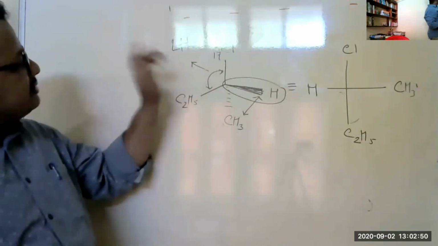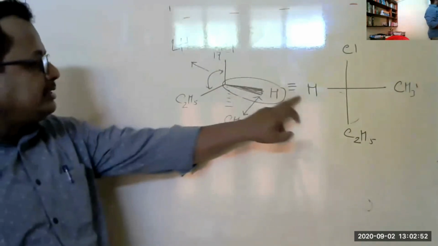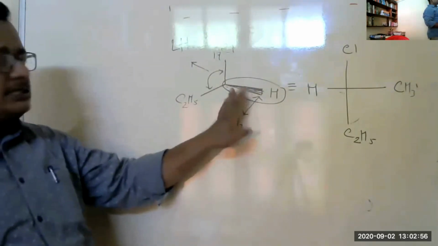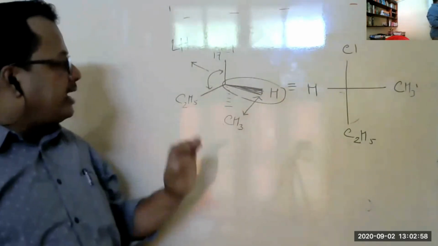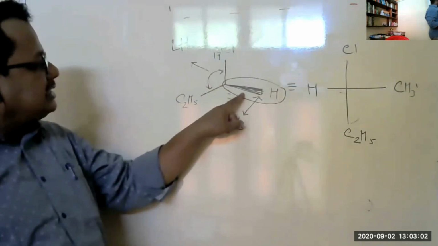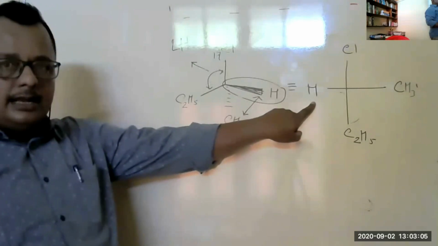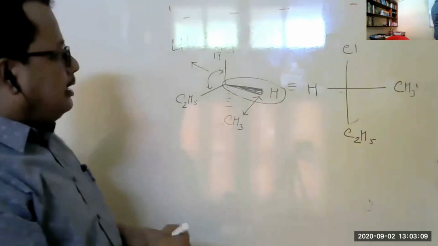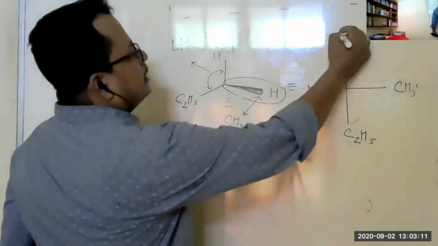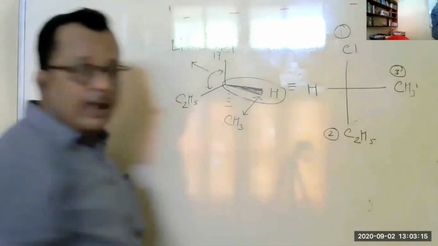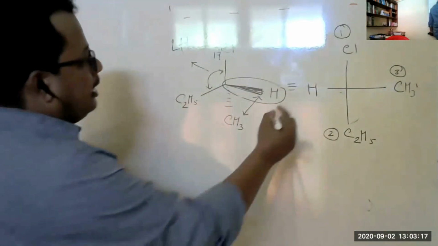If it is to the left, then the group which is in the wedge will be in the left. And if this angle is to the right, then the group which is in the wedge will be to the right. So here this angle is to the left. So hydrogen, which is in the wedge, we write it in the left and CH3 in the right. Now here again you see, this is 1, this is 2, this is 3, that is the priority, and lowest priority.